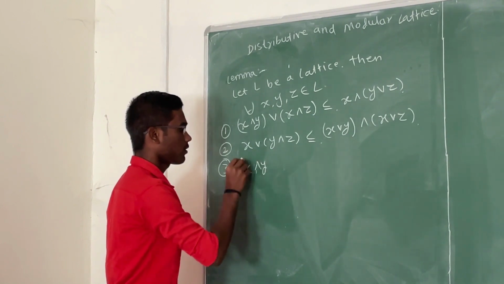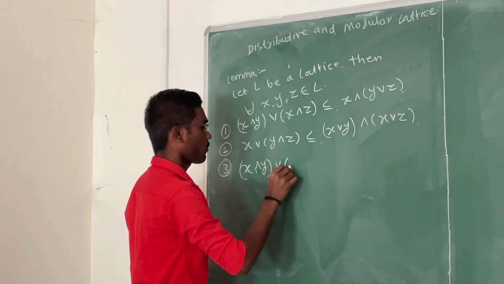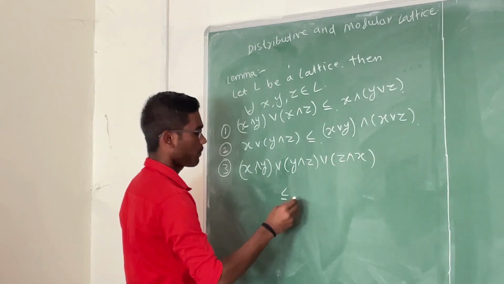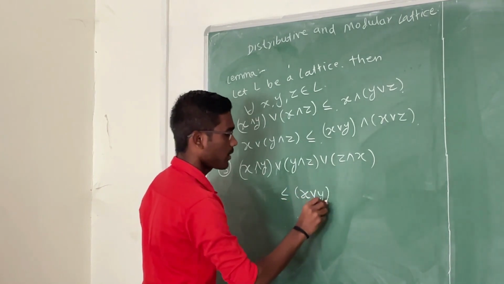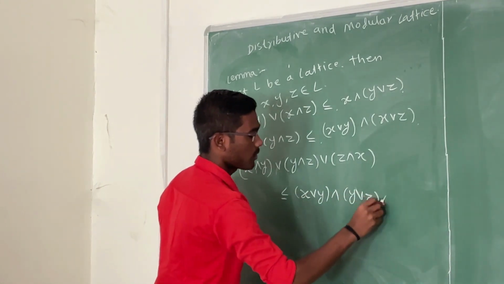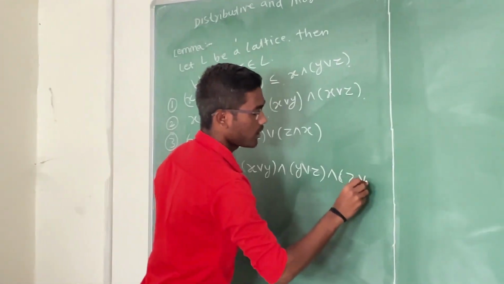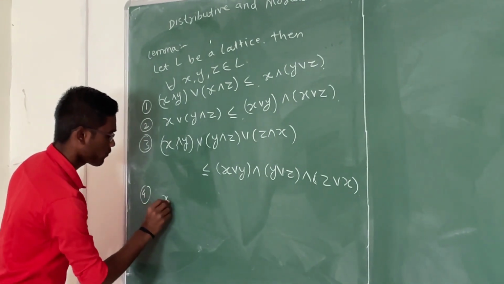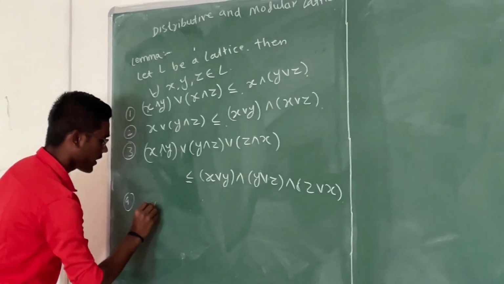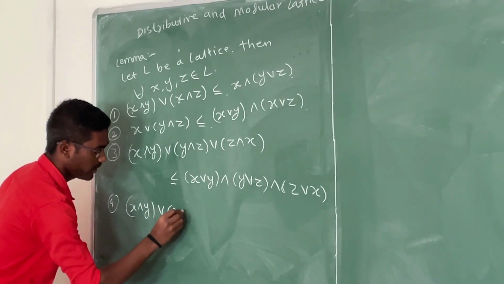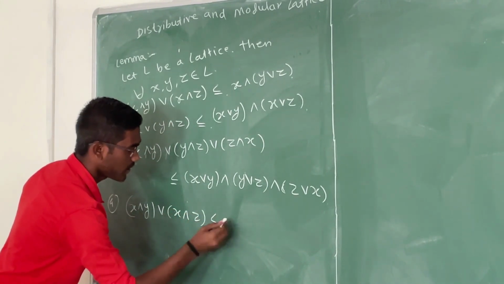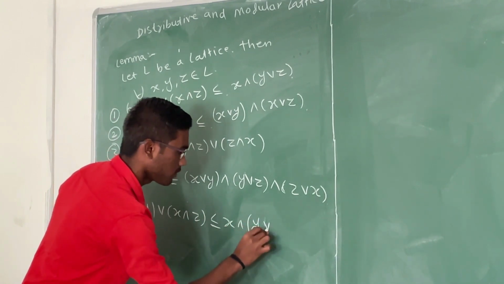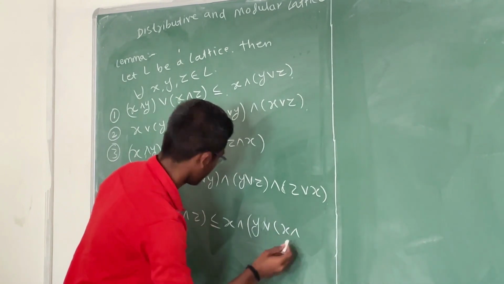The third one is x meet y join y meet z join z meet x, which is also less than or equal to x join y meet y join z meet z join x. And the fourth one is x meet y join x meet z, which is also less than or equal to x meet in bracket y join x meet z.